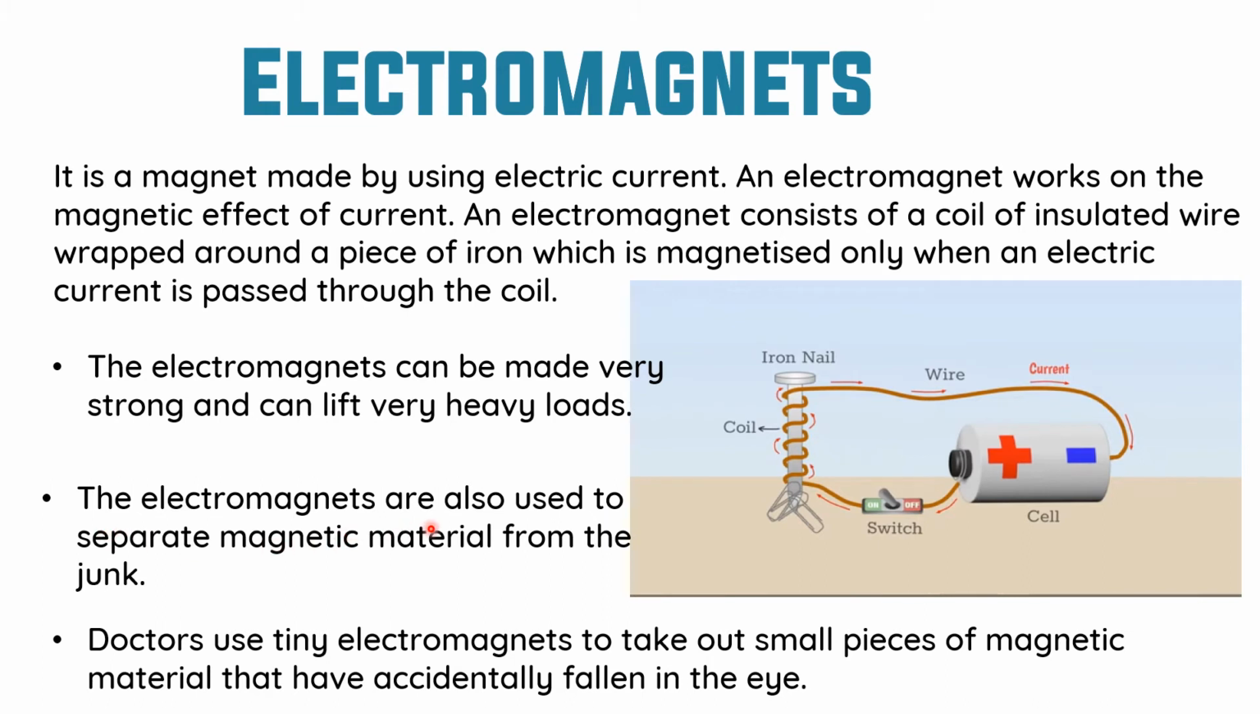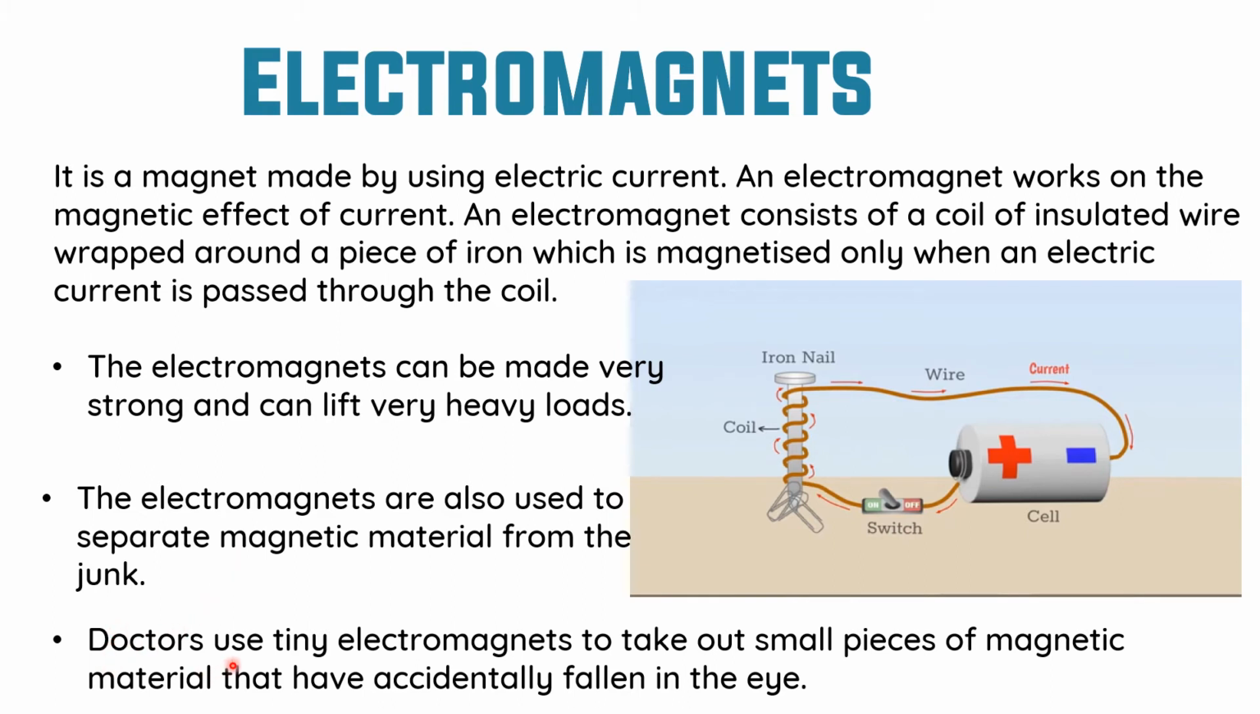The electromagnets are also used to separate magnetic material from the junk. See, some junkyards, some waste materials are dumped in some places, and there are many scrap iron pieces there. So that we can reuse. And some iron material or magnetic materials, papers, many wooden pieces, many things are in the junkyards. So using the electromagnet, we can separate only the magnetic material from the junk. So that is another use of electromagnet.